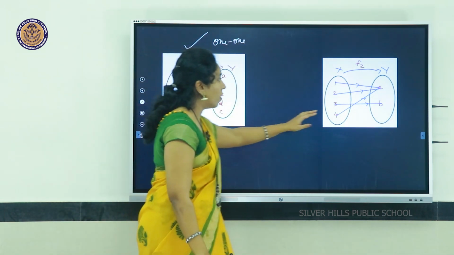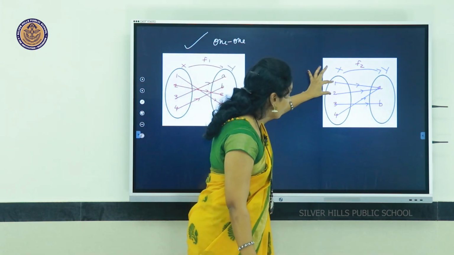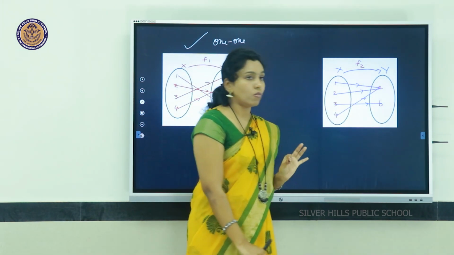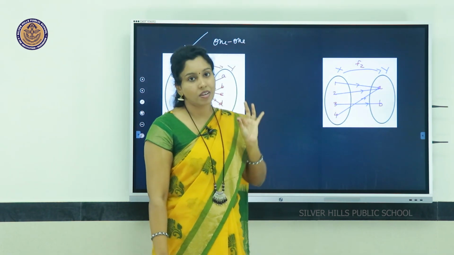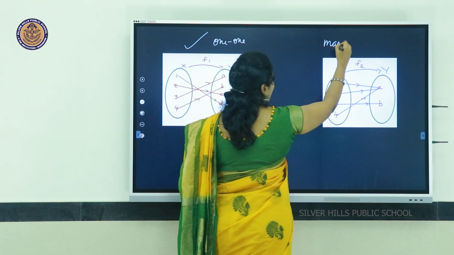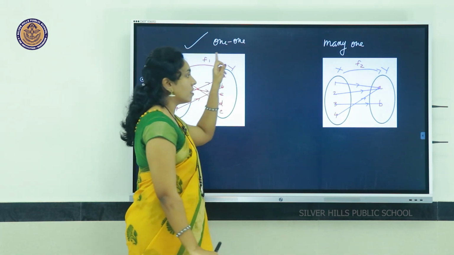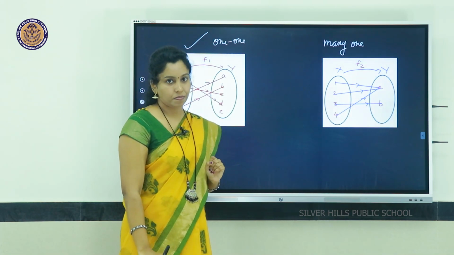Now, what about this one? See, from the figure itself, it is very clear. Look at this. From 1 and 2, an arrow goes to A. So, many going to 1. So, I can conclude this is an example for many-one function, and this is a 1-1 function.